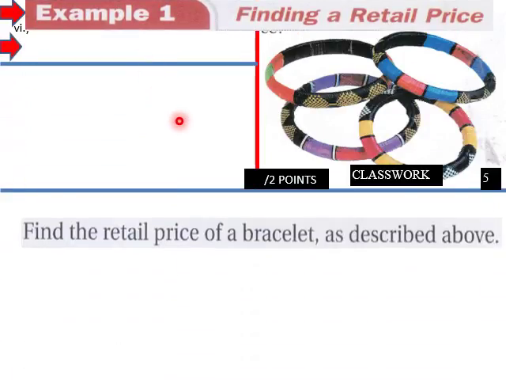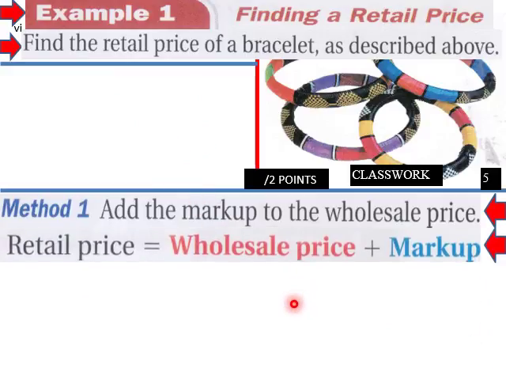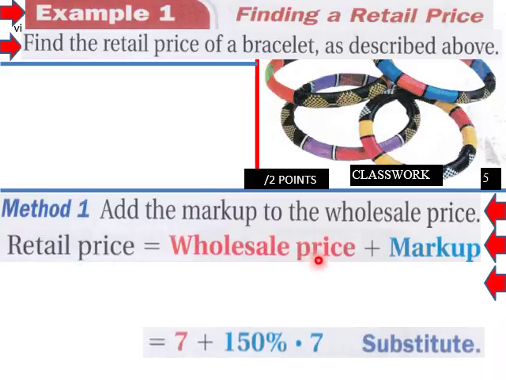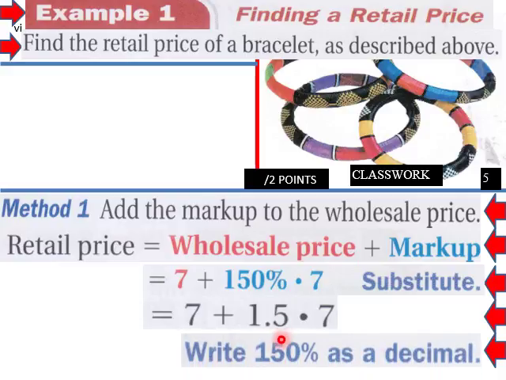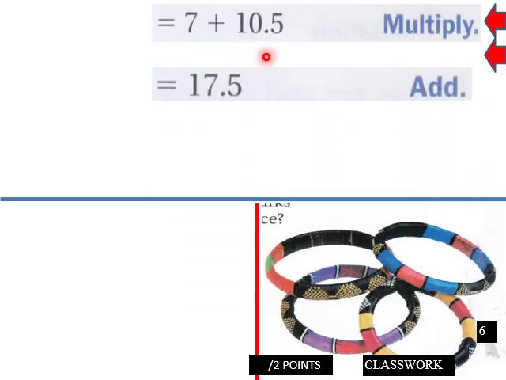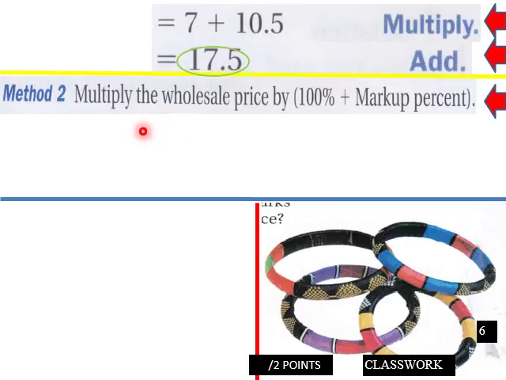Okay, let's get into example 1, finding a retail price. Find the retail price of a bracelet as described above. Add the markup to the wholesale price, so retail equals wholesale plus markup. We have 7 as our wholesale plus 150% of 7. The decimal representation of 150% is 1.5, so don't forget that in your calculations. 7 plus 10.5 is 17.5. That's what we found, which includes our markup.